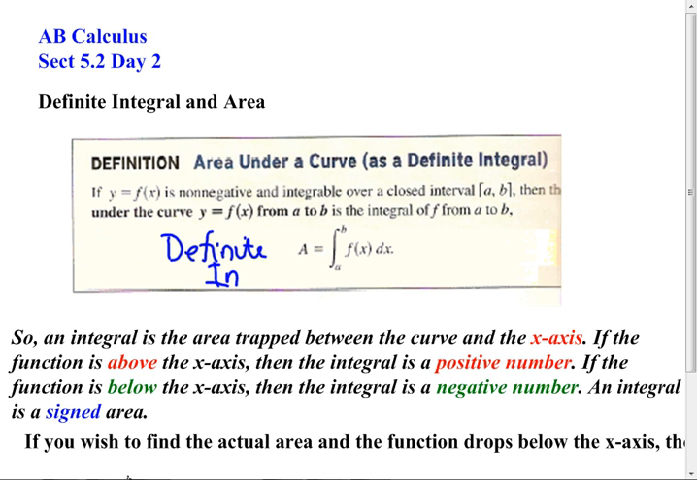And he says it's the area, and now I realize why that would confuse you. It's more than the area. It is a signed area. So if the curve drops under the x-axis, the integral is actually a negative number. So he's misleading there.